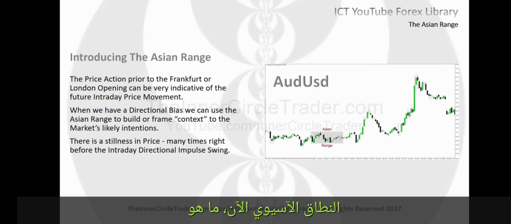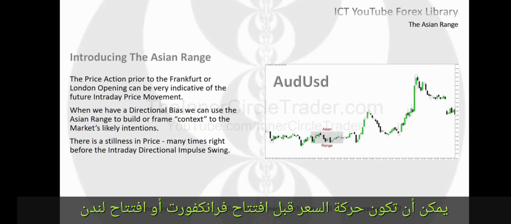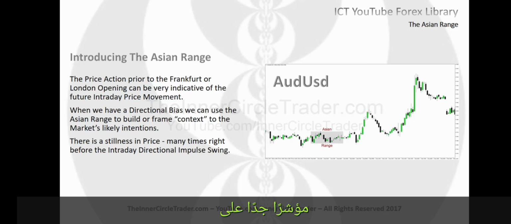All right, introducing the Asian range. Now, what is the Asian range? Well, the price action prior to the Frankfurt Open or London opening can be very indicative of the future intraday price movement. Now, when we have a directional bias, you can use this Asian range to build or frame a context or storyline to the market's likely intentions. There is a stillness in price many times right before the intraday directional impulse price swing.